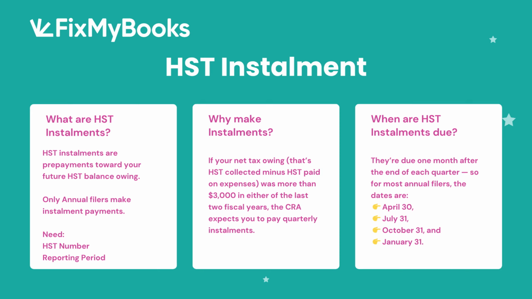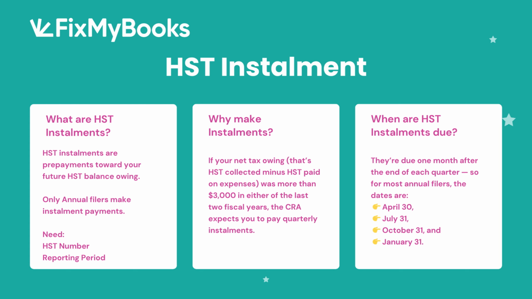So when are these HST installments due? So they're due 1 month after the end of each quarter. So for most annual filers, these dates are April 30, July 31, October 31, and January 31. These also coincide with the quarterly HST filings, if you guys can notice that.